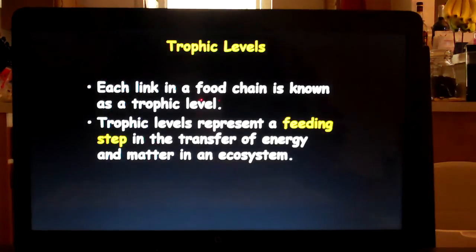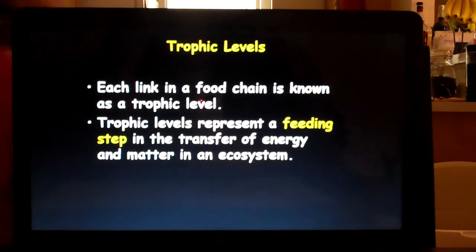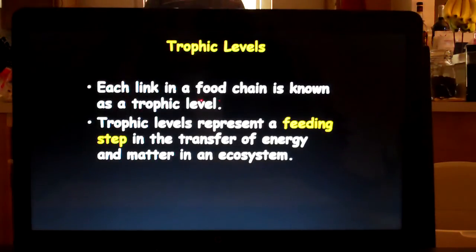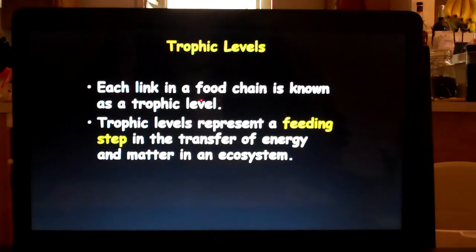So we move on to trophic levels, and each level of the food chain is a trophic level. So each link in the food chain we call a trophic level. Trophic levels represent a feeding step in the transfer of energy and matter in an ecosystem.